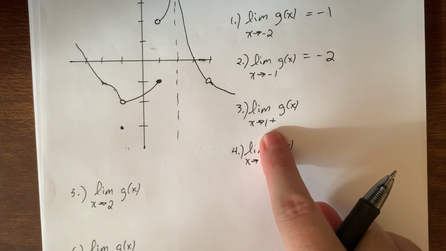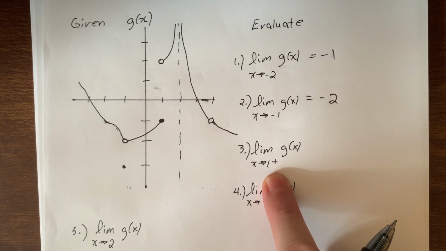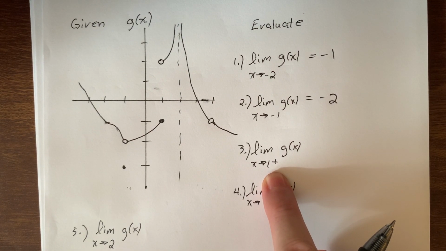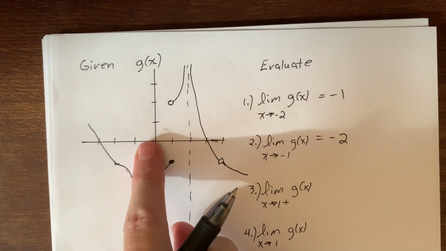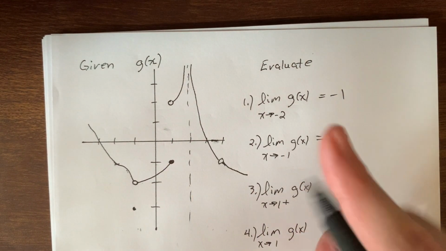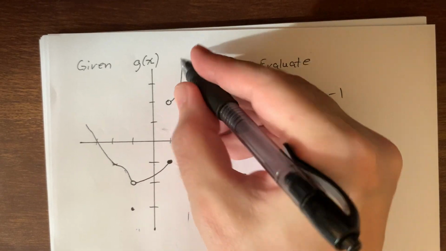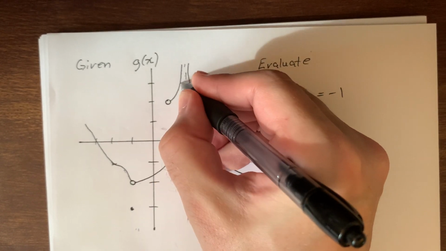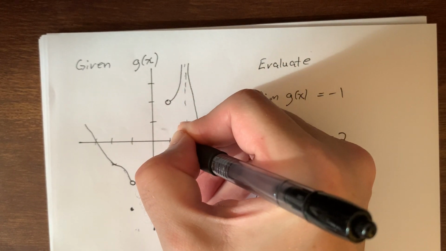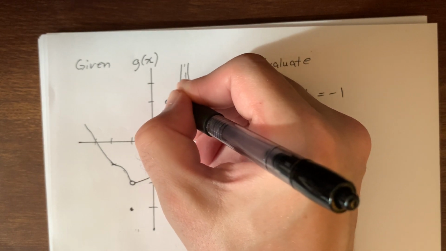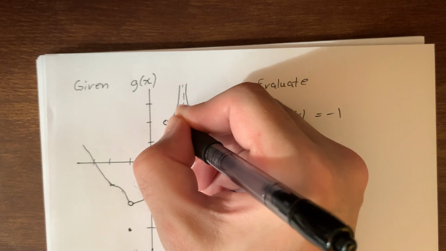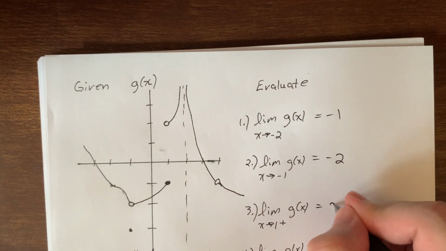Next, now I've got the directional sign. I am only asking specifically for 1 from the right. So here's 1. Without that sign, I'd be looking both from the left and the right, but now I'm just approaching from the right. So I'm just looking at these points, and the closer I get to this coordinate, these points are getting closer and closer to this open circle. And this open hole is at a y of 2.